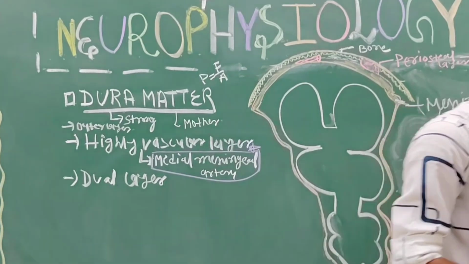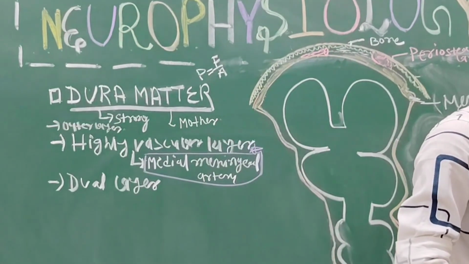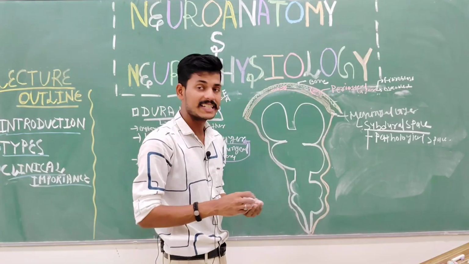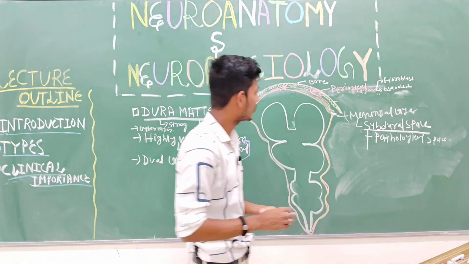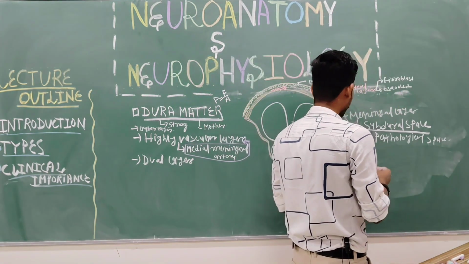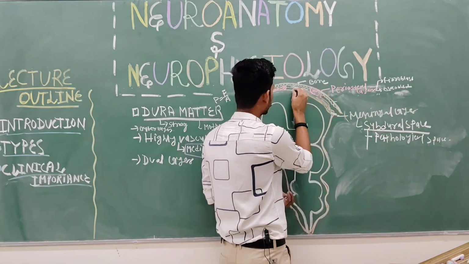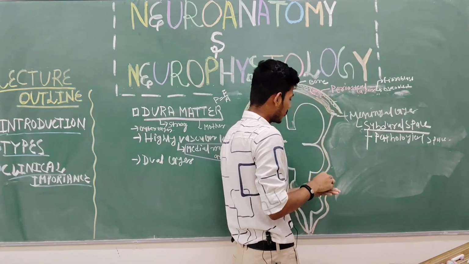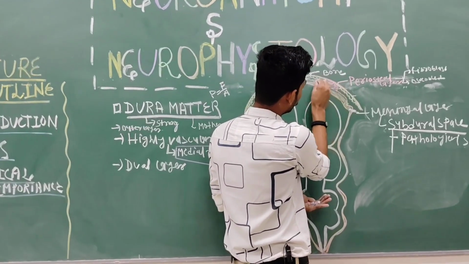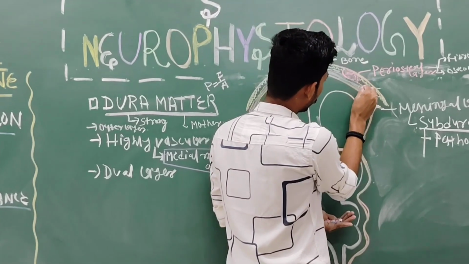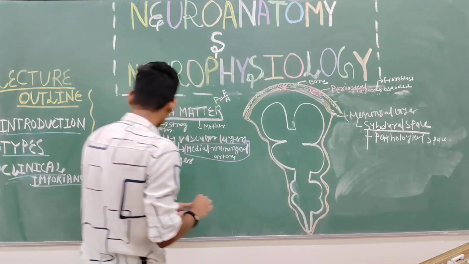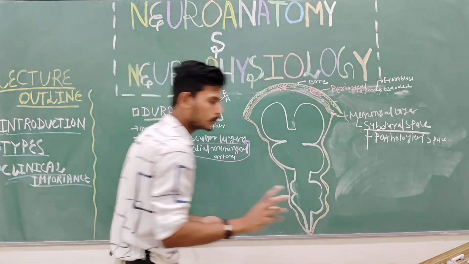Now, the one thing you should remember in this subdural space is the presence of bridging arteries, or you can say bridging veins. Write it down. In the subdural space, here I'm showing you in green, there is the presence of a bridging vein.